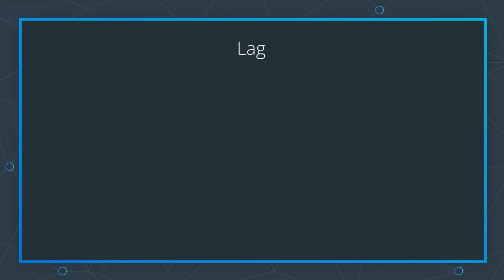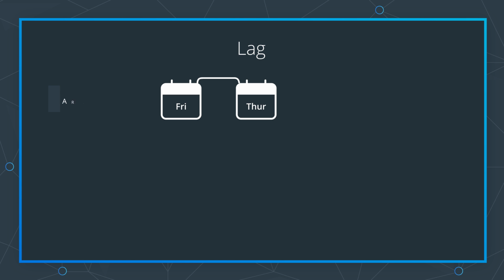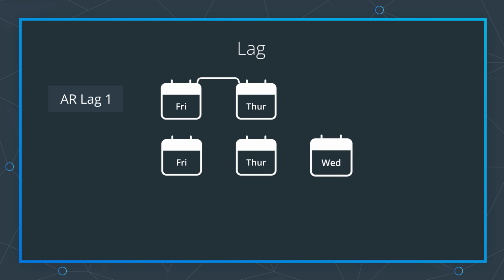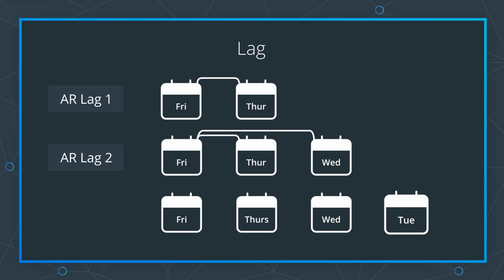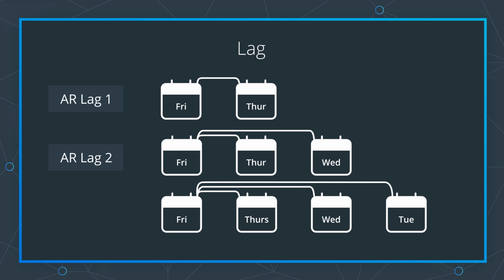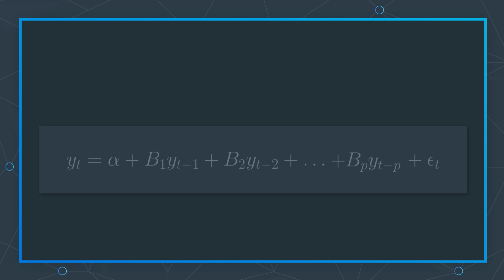For example, a model that only uses yesterday's value and ignores the rest is an AR1 model, whereas a model that uses the 2 previous days' values and ignores the rest is an AR2 model. And a model that uses the previous 3 days' values and ignores the rest is an AR3 model. We write autoregressive models as AR(P), where P stands for the lag.